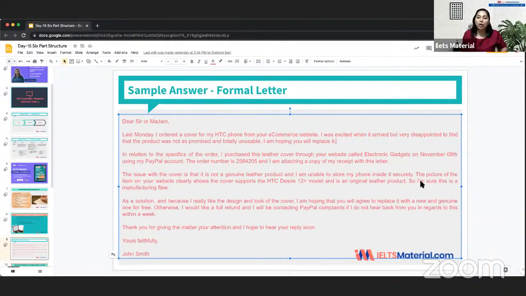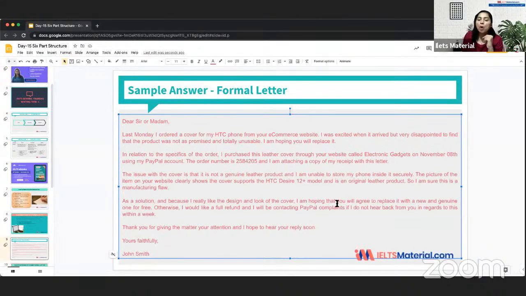Okay, I'm not going to use this again. I will not be using any contractions in a formal letter. So it's a typo error. I've changed it. So I will be writing, so I'm sure this is a manufacturing flaw. What is the meaning of flaw? A manufacturing defect.